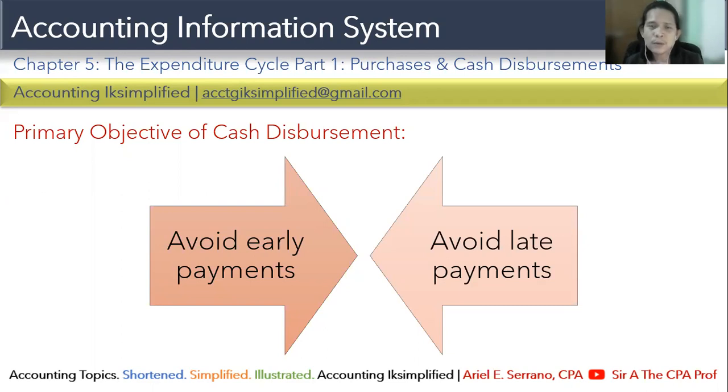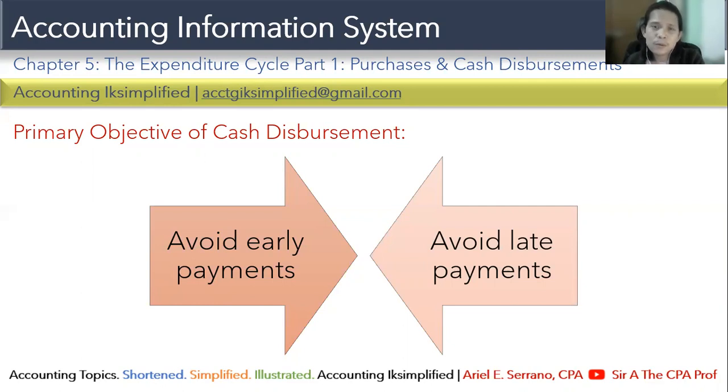So, kung meron tayong credit term na 30 days, huwag mo namang bayaran on day 1 pa lang, no? So, kung due yan sa katapusan, huwag mo munang bayaran kung sa apetsa pa lang. Kasi yung cash, di ba, nakalagak yan sa bangko. For companies, the cash is deposited in the bank. And when it is deposited in the bank, it earns interest.